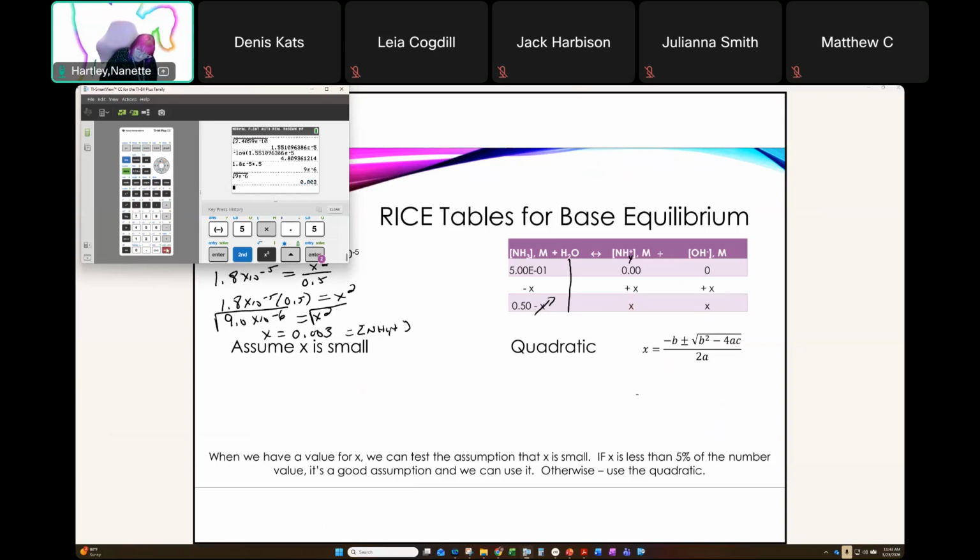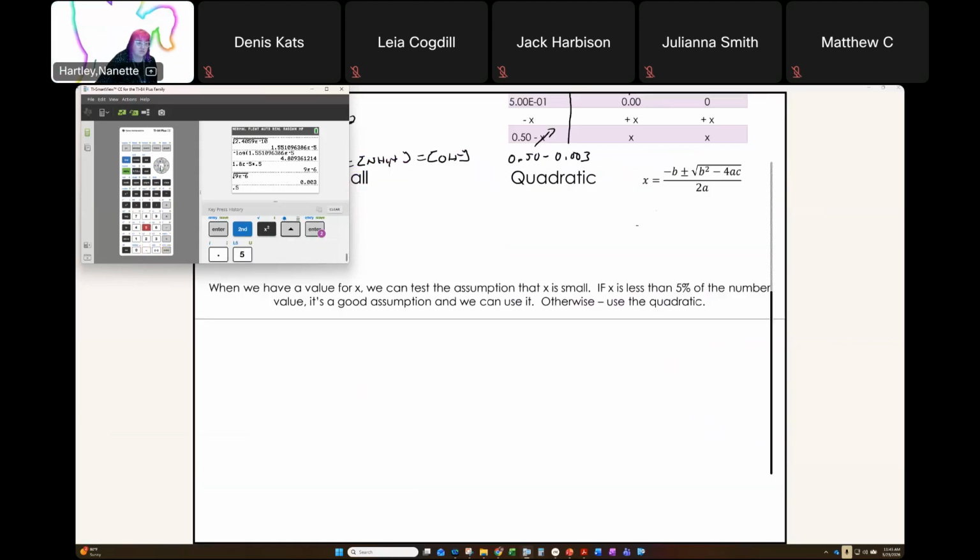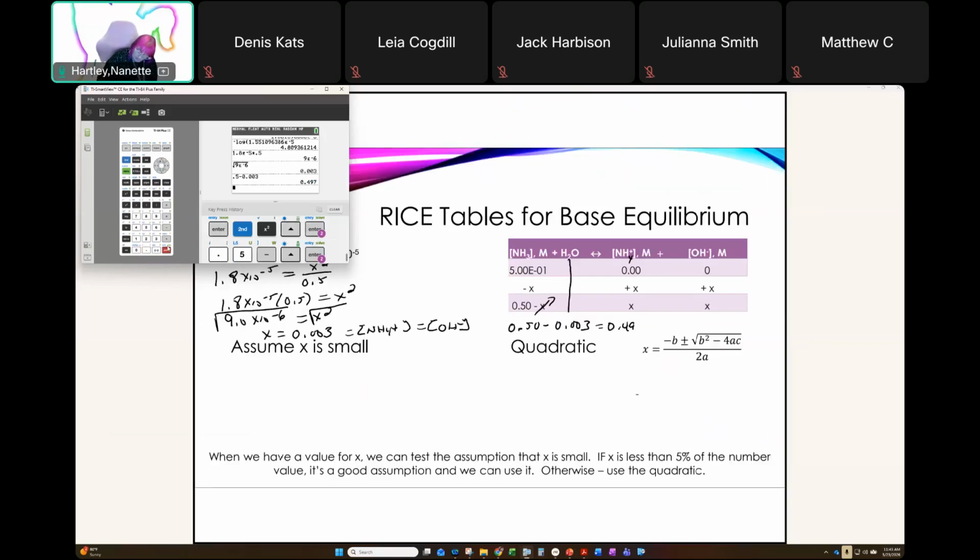It's also equal to the OH minus. If I wanted to find the NH3, that would be 0.50 minus the 0.003, which is 0.497 molar, which technically would round up to 0.5. So if we were doing it to the correct number of sig figs, we'd never even see the difference. Okay. Which is why we mean that X is small compared to that.